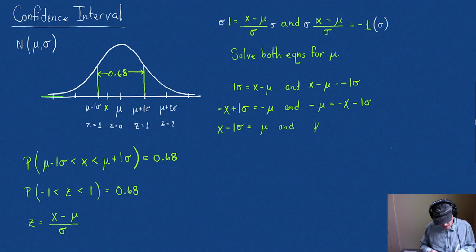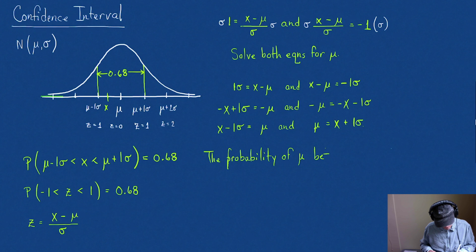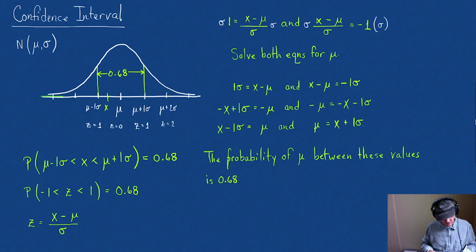And mu equals x plus 1 sigma. In other words, what we've just said is that the probability of mu between these values, and we're going to write those in a moment, is 0.68. And if I write this formally, you'd say that this is x minus 1 sigma.